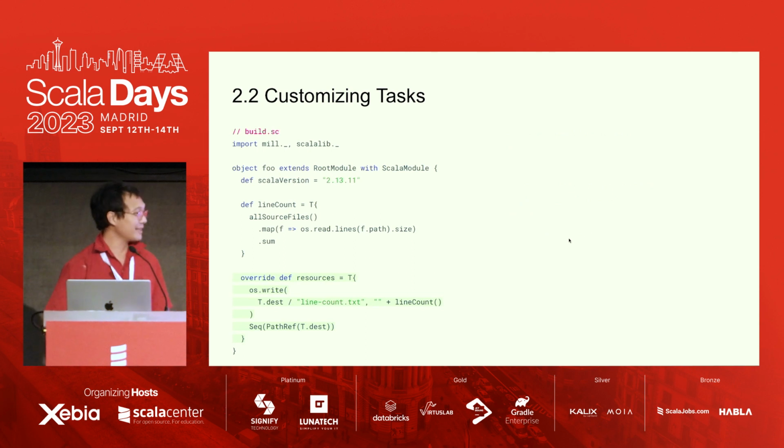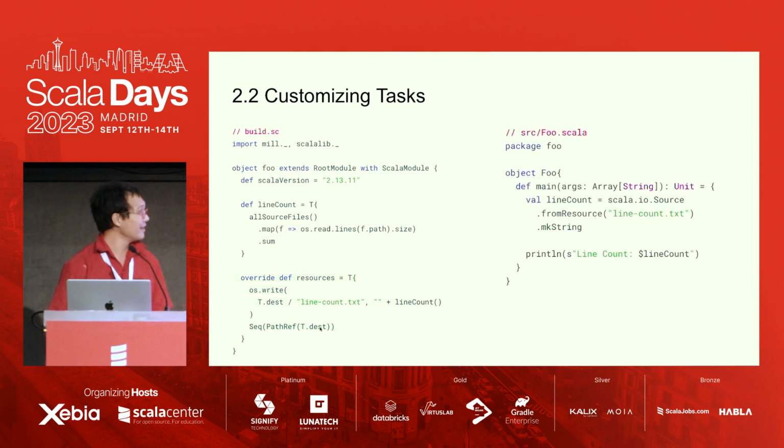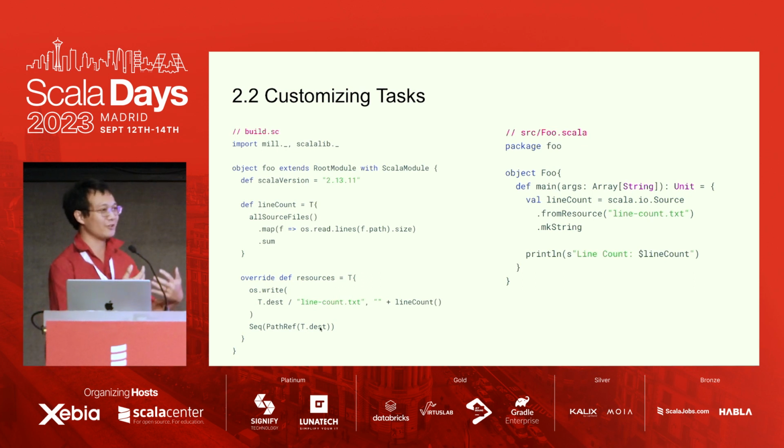And if you want to use line count, here's an example where I take the resources of the module. Again, resources, you can use the IDE to find it if you're not familiar. I override it. I write line count.txt to the destination folder as the line count as a string, and I just return that destination folder with that one resource file in it. So now with that, let's say I put in this foo.scala file that just reads the resources from the resource path and prints it out. I can use mill run, and it will fish it out at runtime.